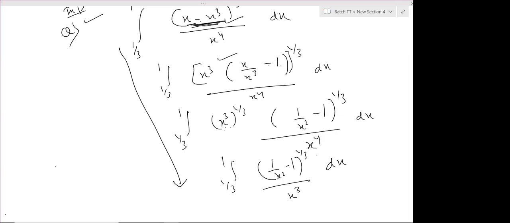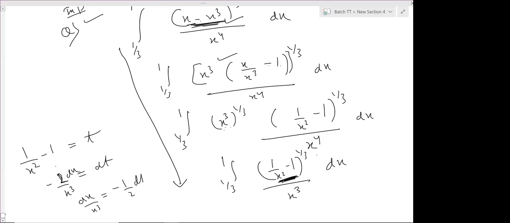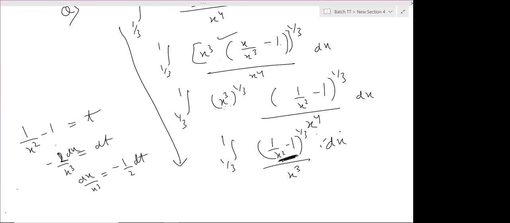Now what you have to do, always put the inside expression as t, all of this: 1 upon x squared minus 1 as t. All right. So what happens? Minus 2 upon x cube dx is dt. So dx upon x cube is minus 1 upon 2 dt. Right. So you can replace this using substitution. You can solve this very easily. So please find the answer. I'll give you a few minutes. The steps are clear, everyone?